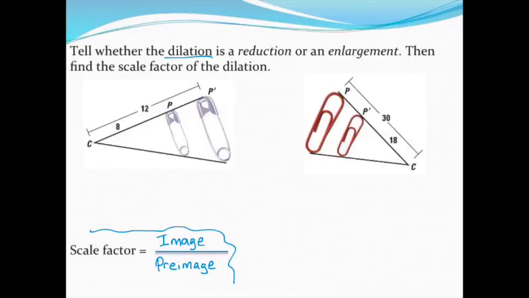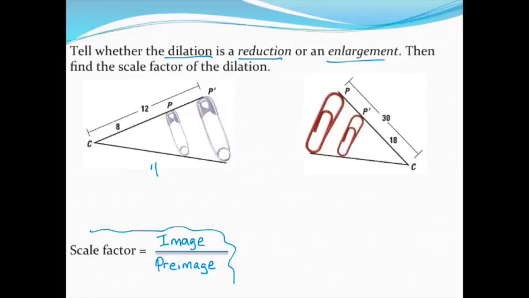Deciding whether a dilation represents a reduction or an enlargement is pretty easy to do. I mean, you know what the words reduce and enlarge mean. What can be tricky, though, is figuring out which one it is, because the diagrams are sometimes a bit confusing. So what I want to do with this example, the safety pin and the paperclip, is start by figuring out which figure represents our pre-image, our initial one.